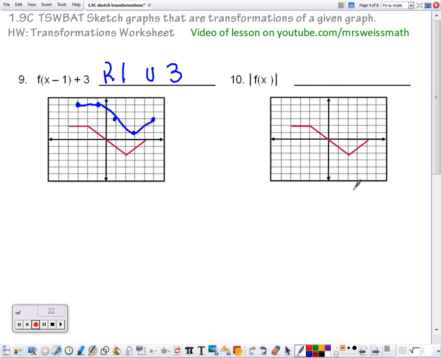Now for 10, I am going to make a chart of values for these coordinates here. Actually, I'm going to do that for every single point. So I'm going to erase those. The reason I'm going to do that, this is the absolute value of the entire function. So to be sure, I like to write down every coordinate. So I'm going to do -4, -2, -1, 0, 1, 2, 3, and 4.